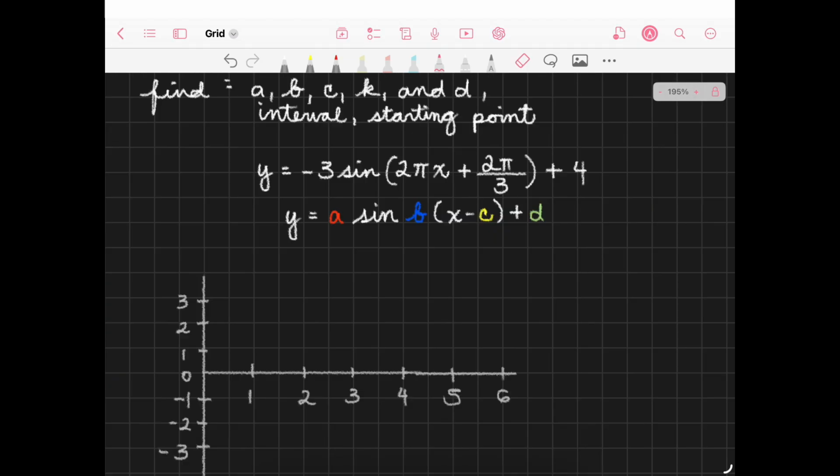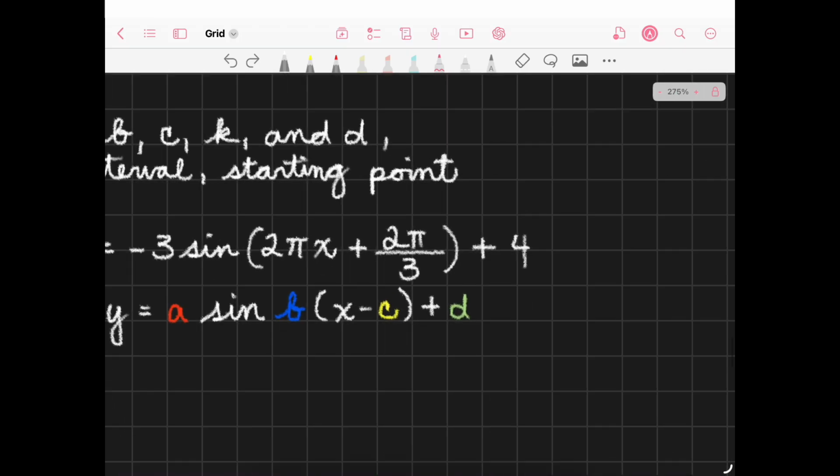Next we have y equals negative 3 sine(2 pi x plus 2 pi over 3) plus 4. So the first thing we would have to do is find our A, B, C, and D. For our A, we know that A is equal to negative 3.